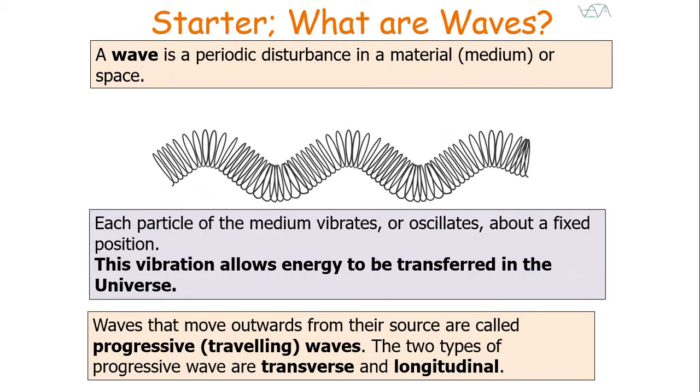So what do we know? Well, a wave is a periodic disturbance in a material or space. Now, each particle of a medium vibrates or oscillates about a fixed position, and this vibration allows energy to be transferred in the universe. Now, waves that move outwards from the source we call progressive or traveling waves, and we can actually have two separate characters for progressive waves: transverse waves and longitudinal waves.